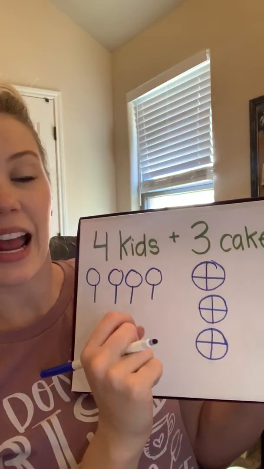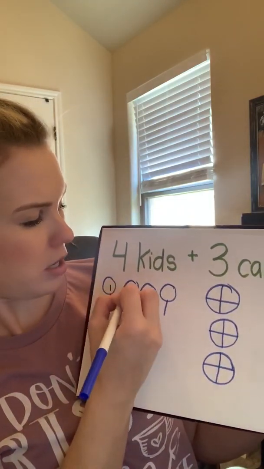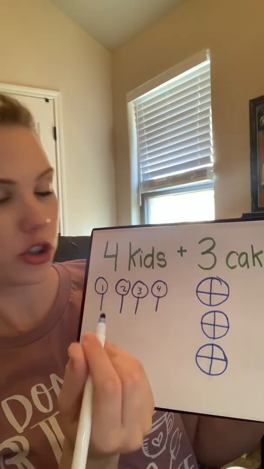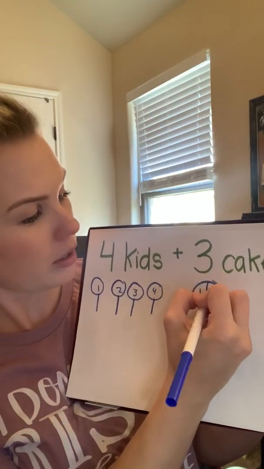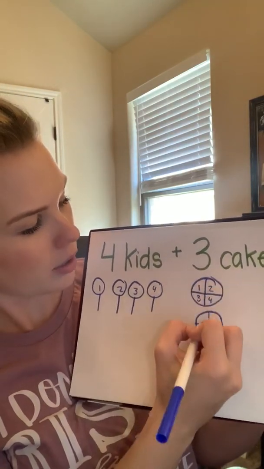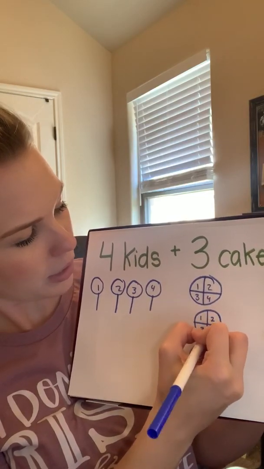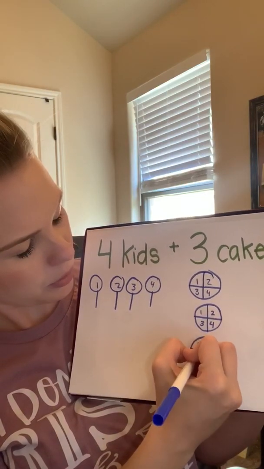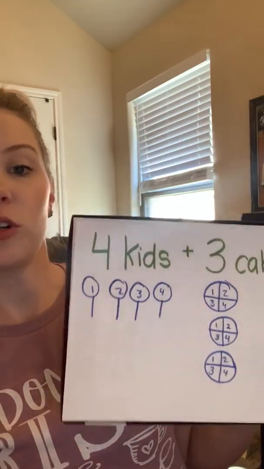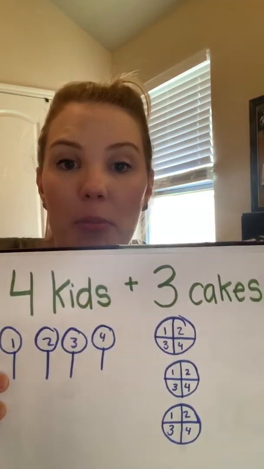After splitting my cakes, I have to fair share them. So this is person 1, 2, 3, and 4. So I'm gonna fair share. 1, 2, 3, 4. 1, 2, 3, 4. 1, 2, 3, 4. After I'm done fair sharing, I have to figure out how much each person got.